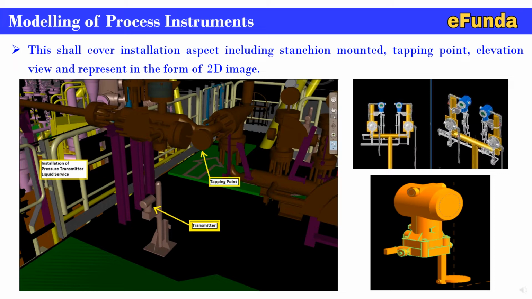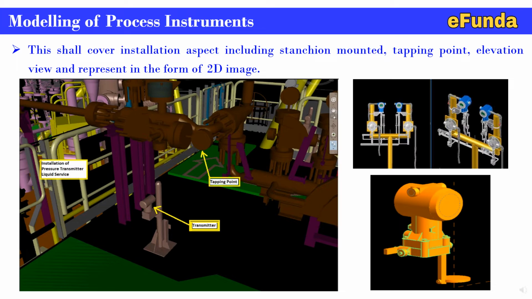One can see in a photograph installation of a pressure transmitter for liquid service and the tapping point given by the piping, and near to that we must install the pressure transmitter for the liquid service that was designed and made in the model. One can refer to the images.